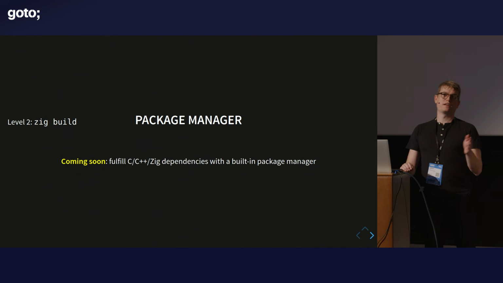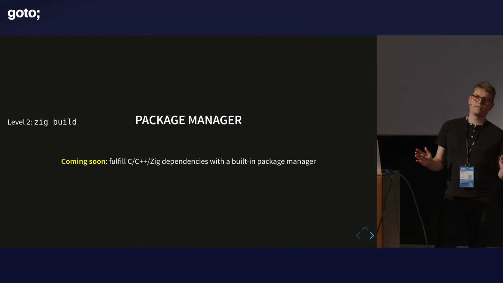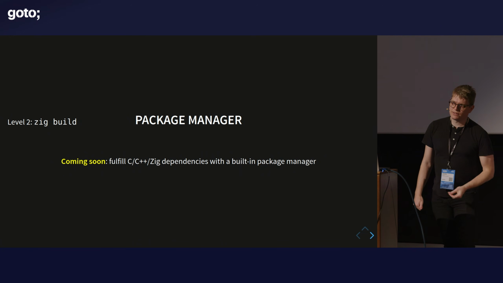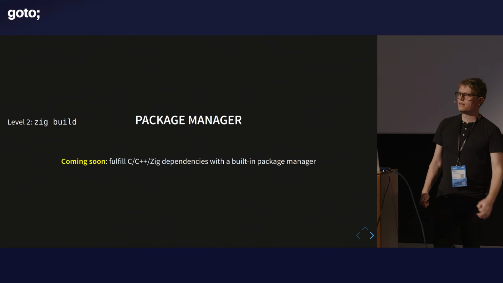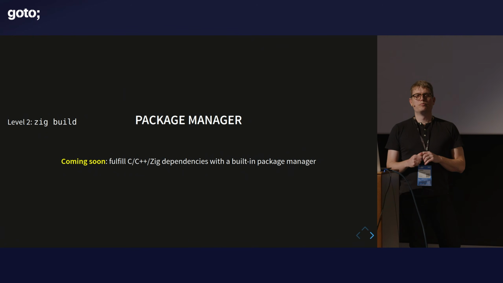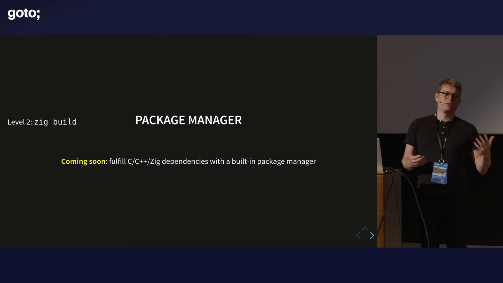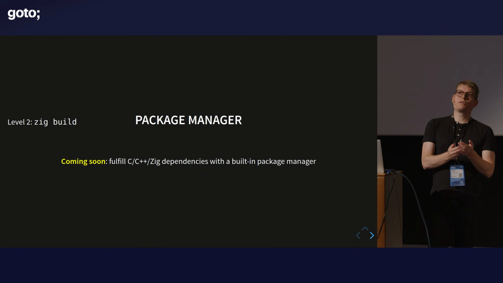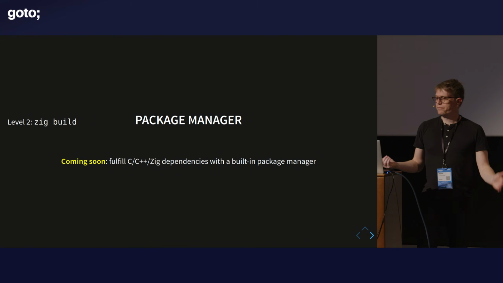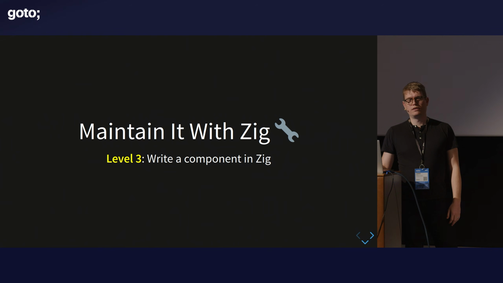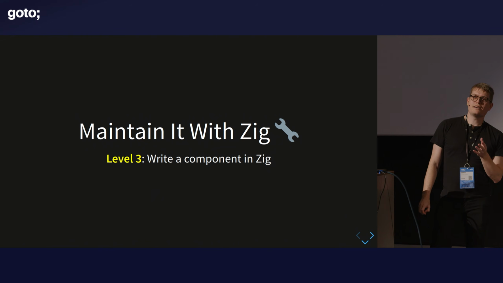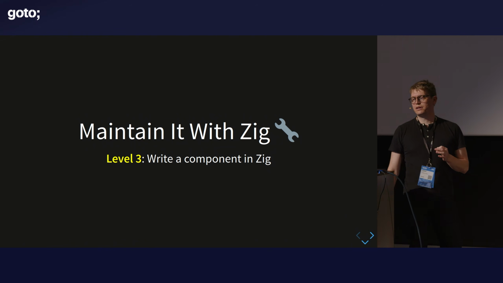And then finally, this is vaporware, so not ready to ship yet, but coming soon. We'll also be fulfilling C and C++ dependencies with this system. And that will be more reliable for people that are collaborating with you than hoping that everyone has the right things installed, especially when your collaborators are on different operating systems than you. So that's level 2.